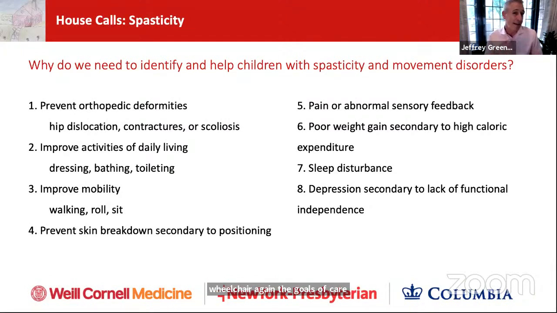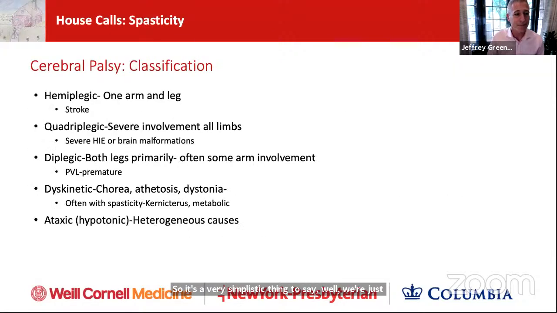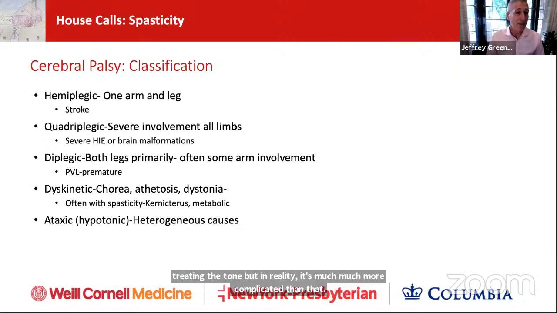Then there are things that we may not think of. Preventing skin breakdown is incredibly important for patients who are sitting in a wheelchair all day long or aren't getting up, walking around. Pain is a huge part of this. Weight gain, sleep disturbance, psychomotor things like depression. These are all part of the panoply of things that we want to help by treating the spasticity. So it's a very simplistic thing to say, well, we're just treating the tone, but in reality, it's much, much more complicated than that. You can classify them in many ways.